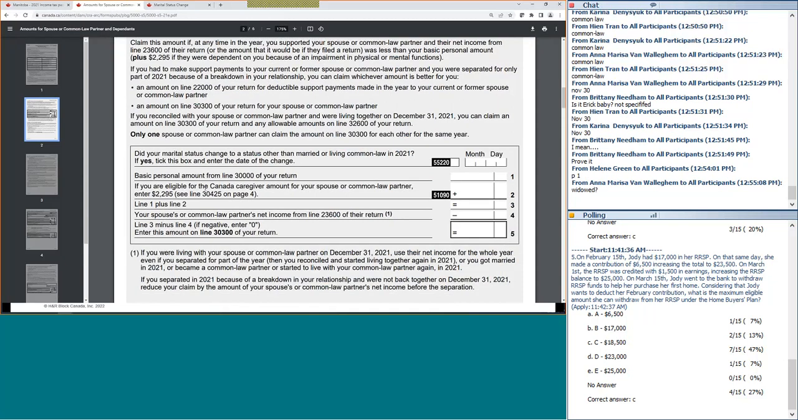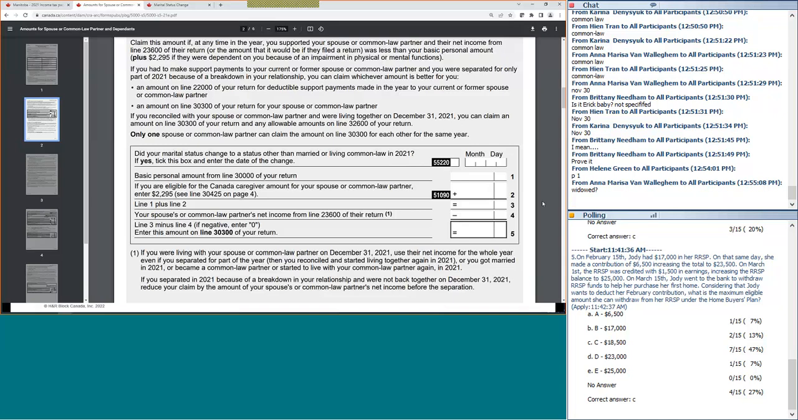Basic personal amount, whatever you had for your personal amount will be here. And Marie said, yes, widowed will also be other. Okay. We're not going to do widowed in this course. If you're widowed during the year, that requires a specialist. But we are going to deal with separated and divorced, but not today. So basic personal amount, line 30,000 of your return. Caregiver amount we'll talk about later.